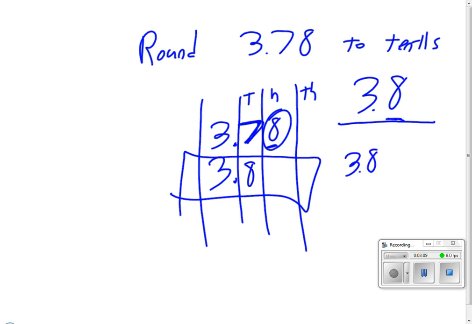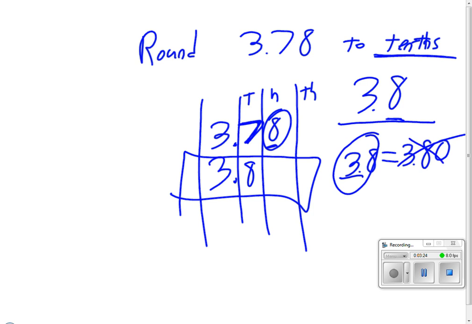It is true that 3 and 8/10 is equivalent to 3 and 80/100. Those are equivalent numbers. But if it says round to the tenths, that means that I want my answer to be in tenths. So you would show it this way and not that way.